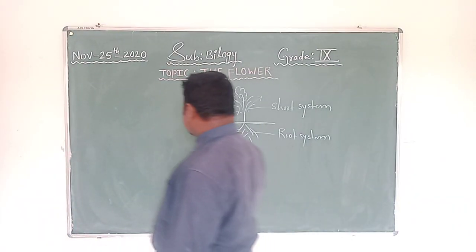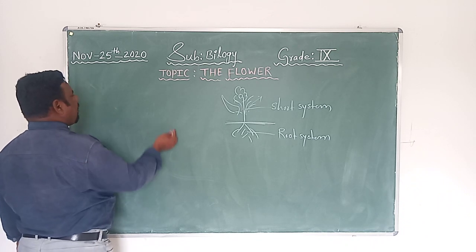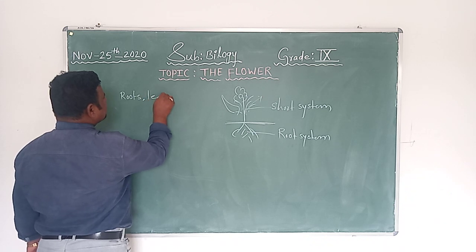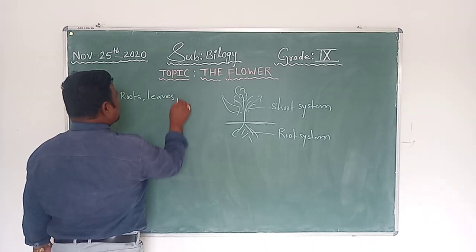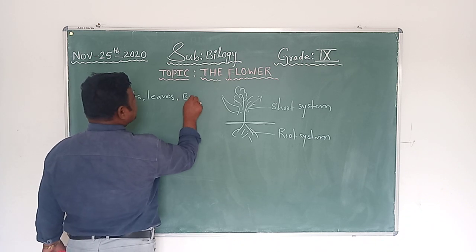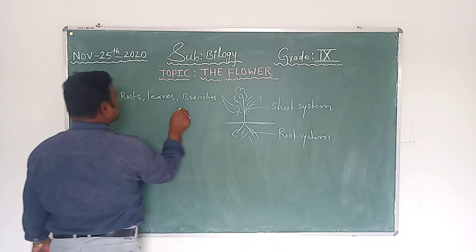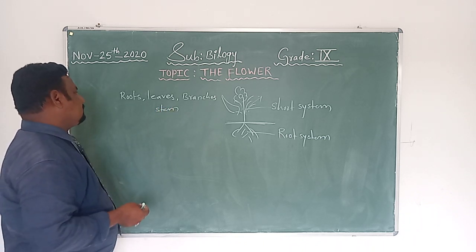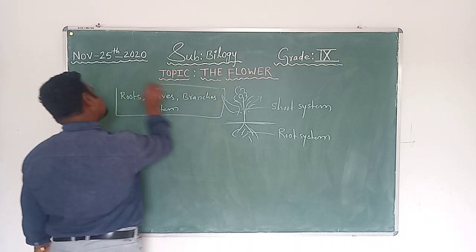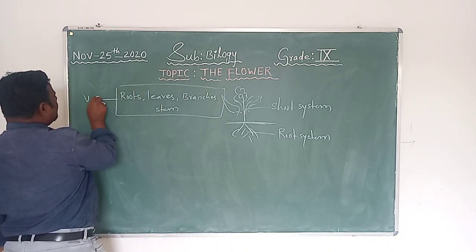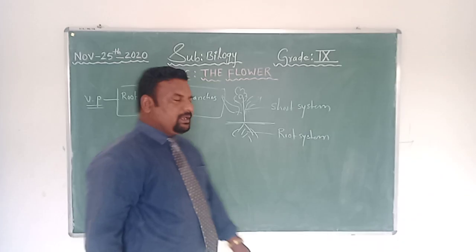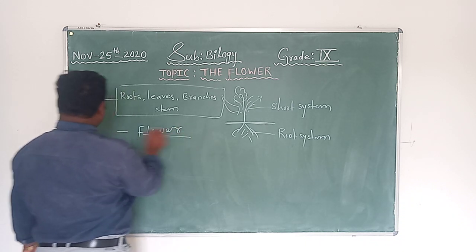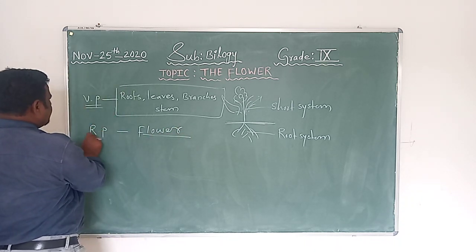But now let us take an example. Roots, leaves, branches, stem. These are all vegetative parts we can call. What we call vegetative parts of a plant body. Whereas the flower alone is a reproductive part of a plant body.